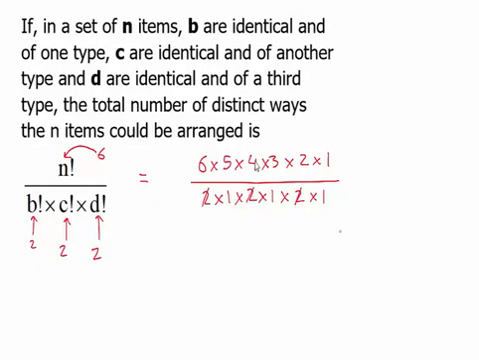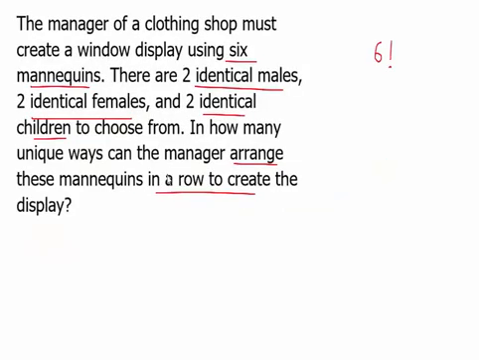We can cross out the 4 and the 2 from the numerator. So we are left with 6 times 5 times 3. 6 times 5 is 30. 30 times 3 is 90. So the number of unique ways in which the mannequins can be arranged in a row is factorial 6 over factorial 2 times factorial 2 times factorial 2, which is equal to 90.